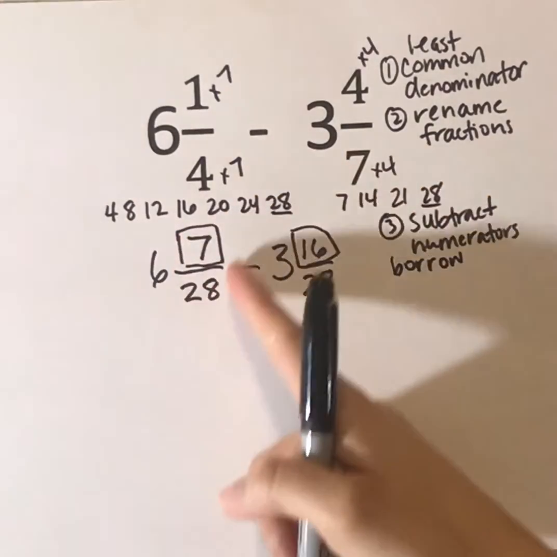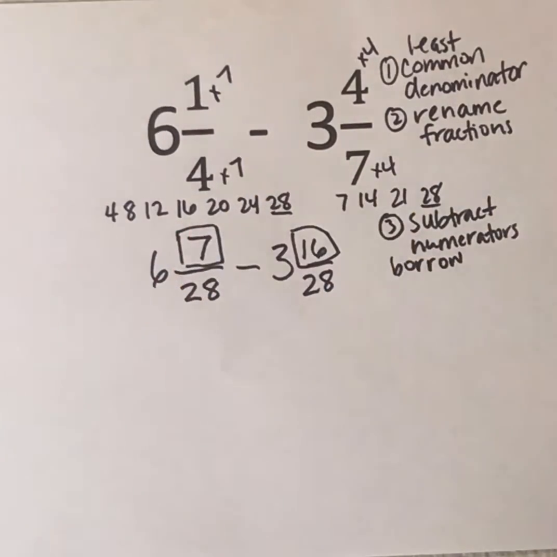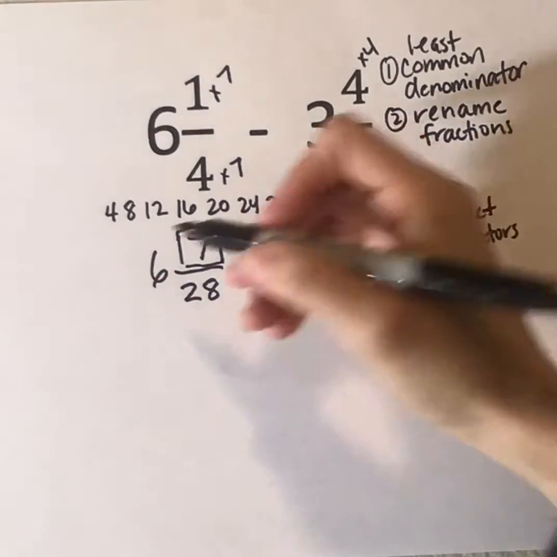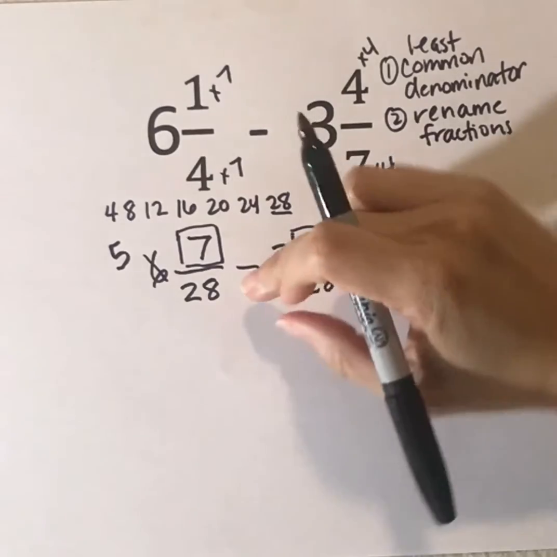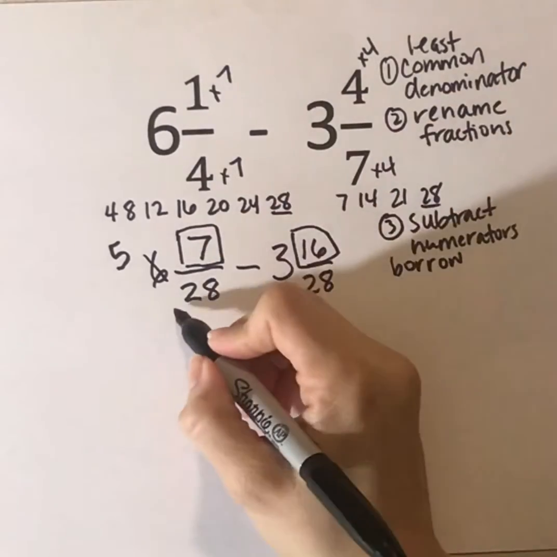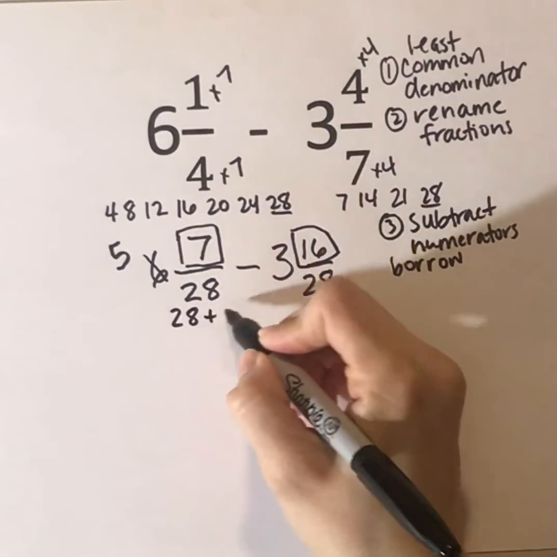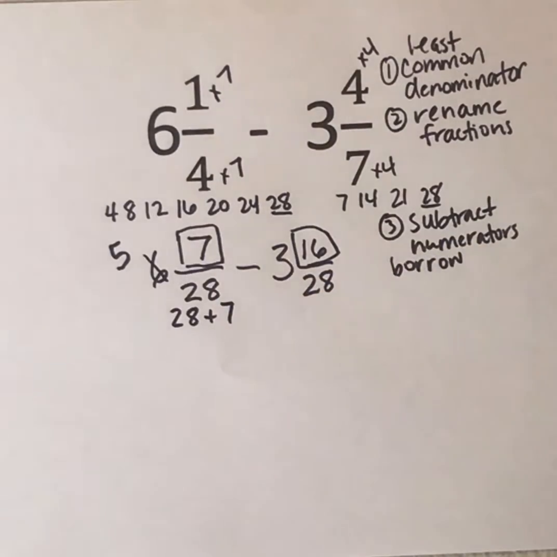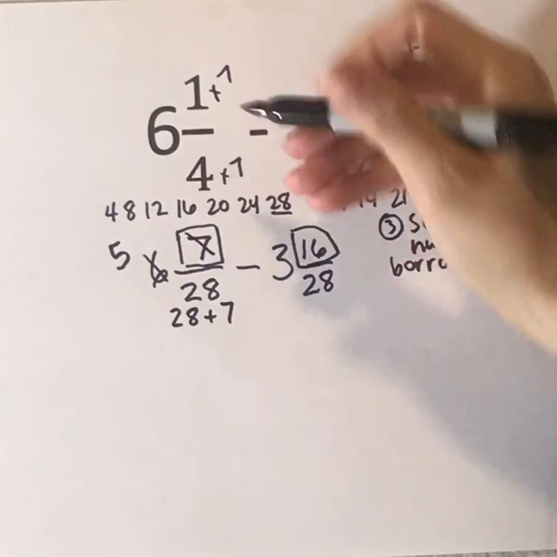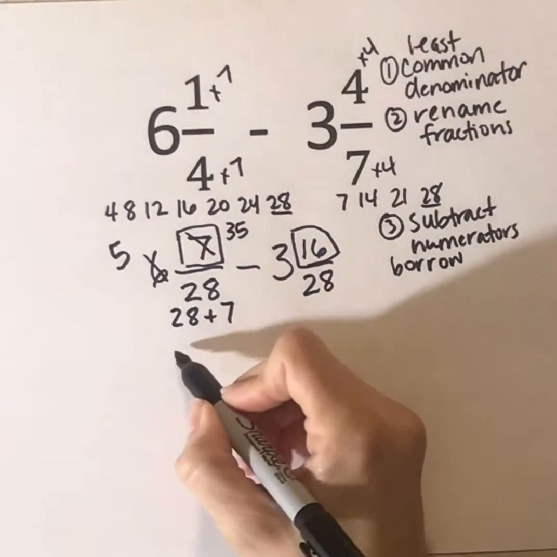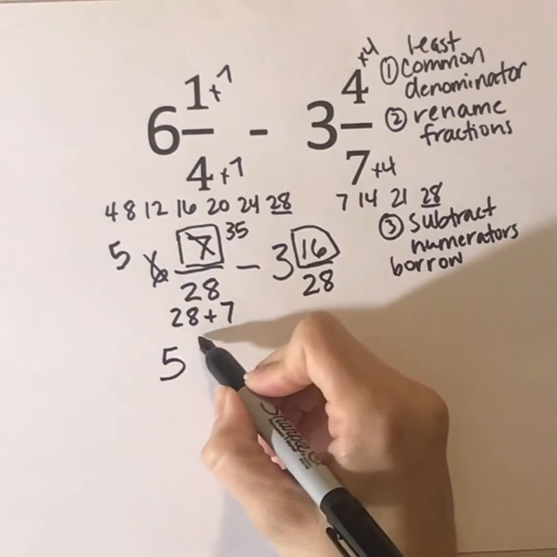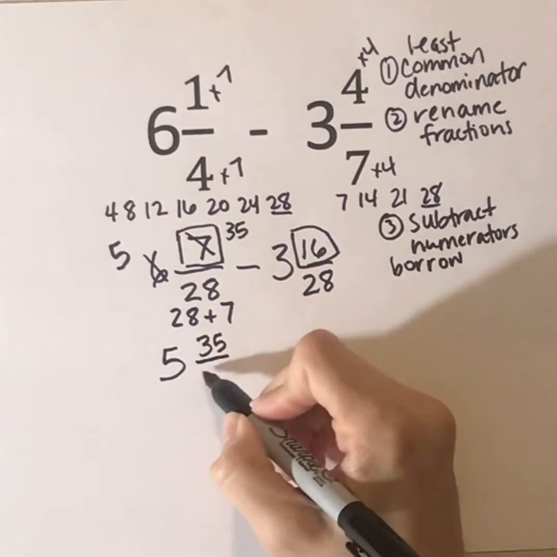To borrow, there's a trick to it. Basically we're going to change this so that this is now an improper fraction. The way to do that is we take from our whole number. So we take 1 away from here. Then the trick is you add these together. You do 28 plus 7, and 28 plus 7 is 35. So now this 7 becomes a 35. So I have a new fraction, which is 5 and 35 28ths.